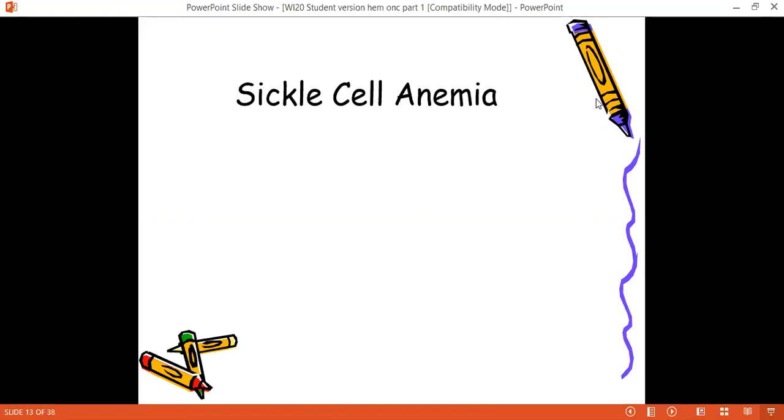If both parents have the trait, they have a 25% chance of having a child with sickle cell anemia. We see this mostly in the African American population, and then we also see it infrequently in those of Mediterranean descent.